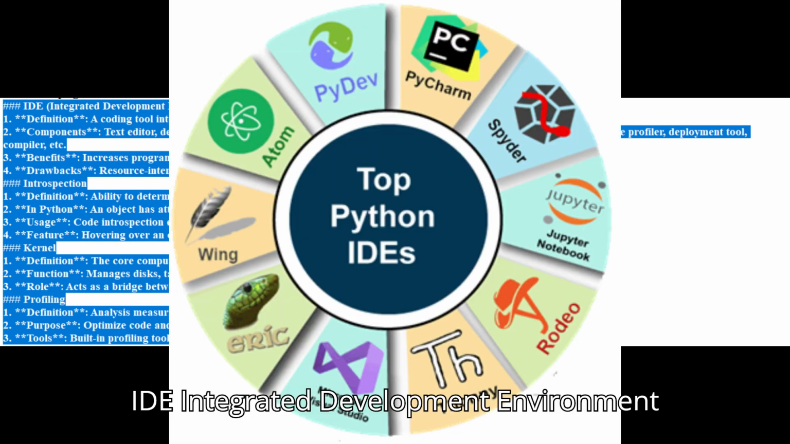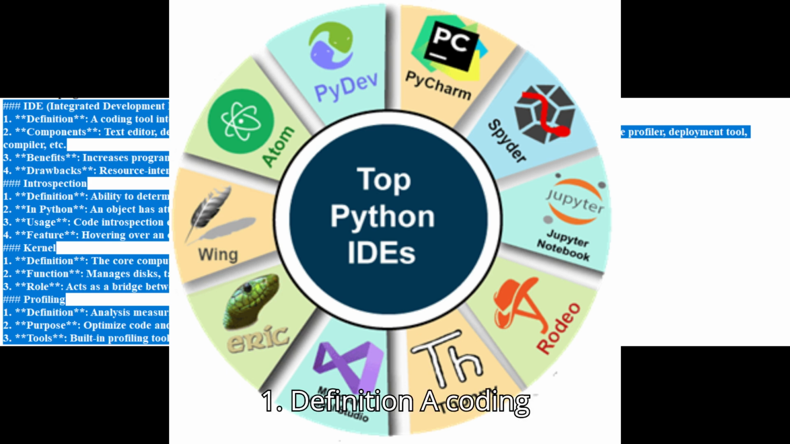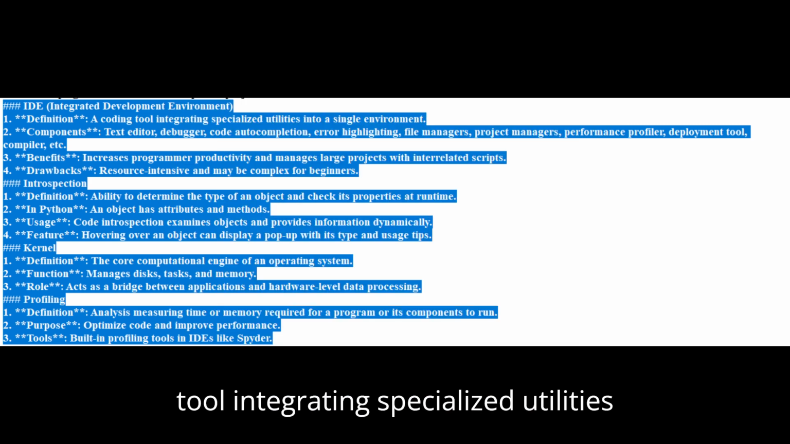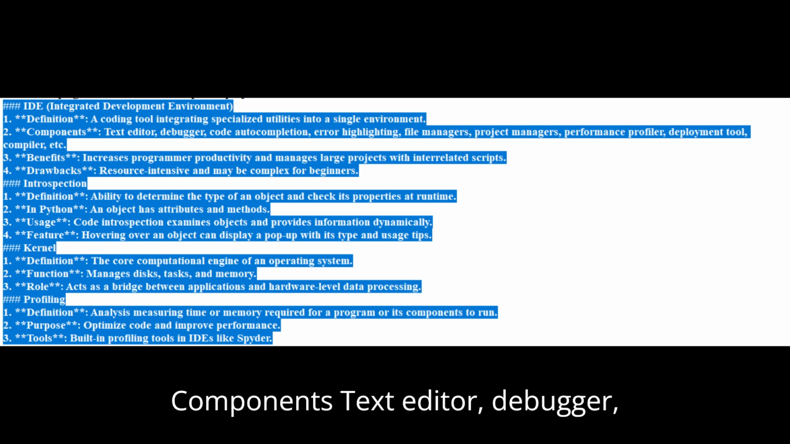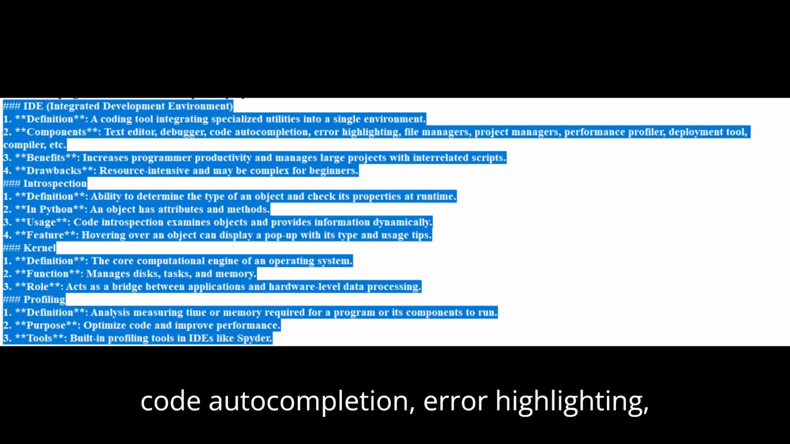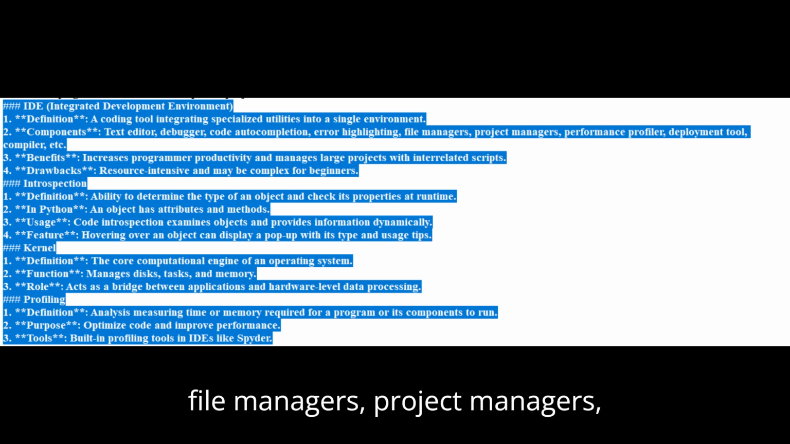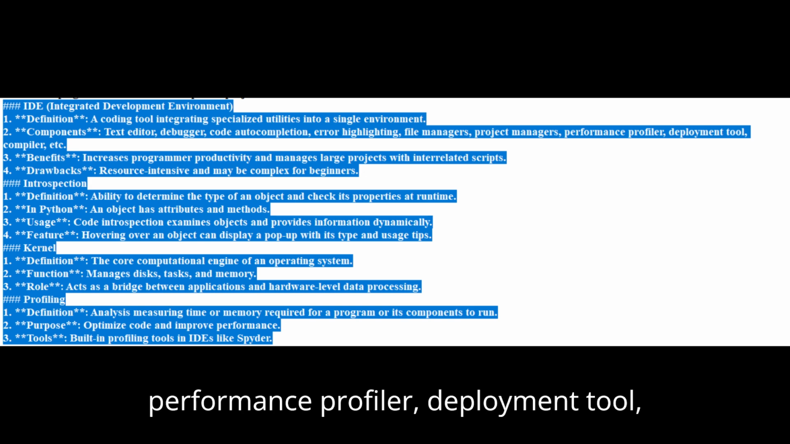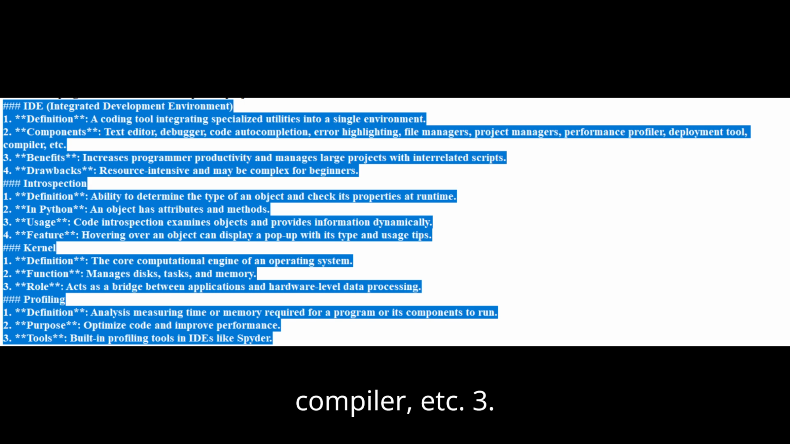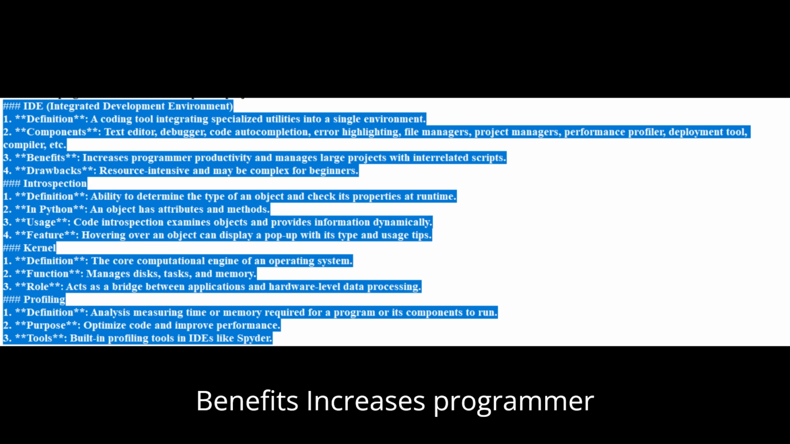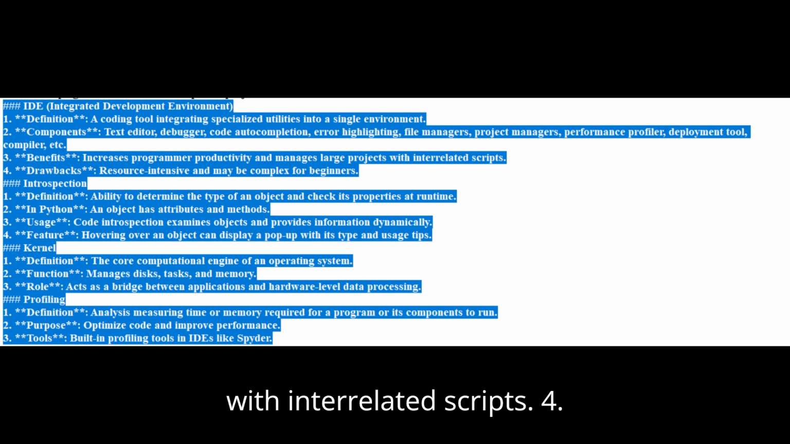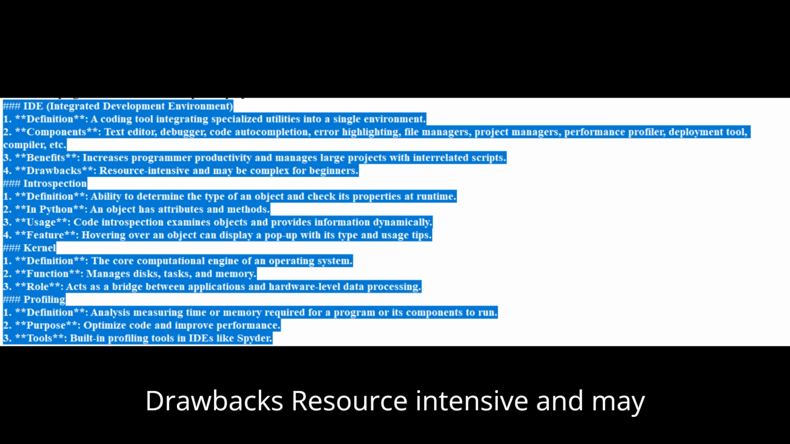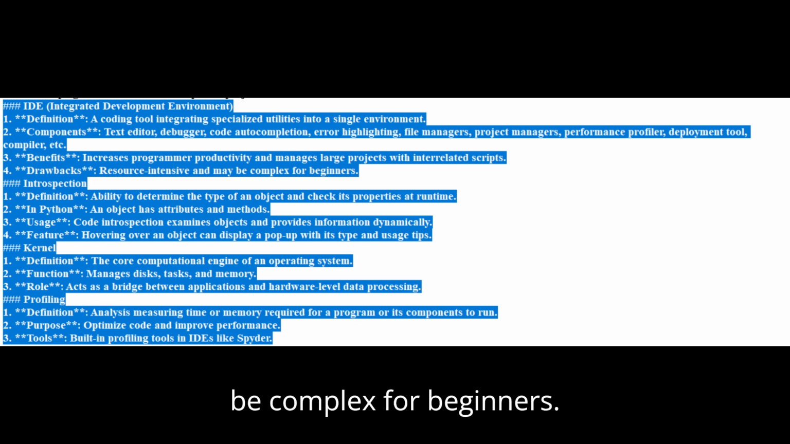IDE, Integrated Development Environment. 1. Definition: a coding tool integrating specialized utilities into a single environment. 2. Components: text editor, debugger, code autocompletion, error highlighting, file managers, project managers, performance profiler, deployment tool, compiler, etc. 3. Benefits: increases programmer productivity and manages large projects with interrelated scripts. 4. Drawbacks: resource-intensive and may be complex for beginners.